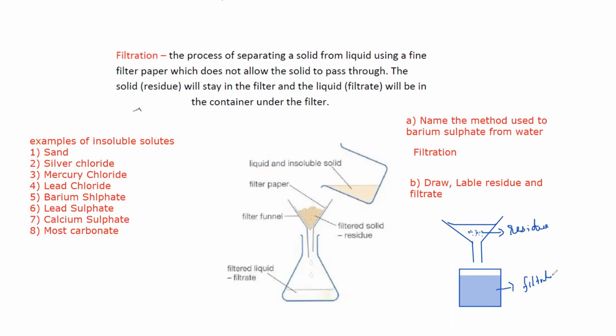filtrate. Now, which substance will be the residue here? We have barium sulfate. We want to separate barium sulfate from water. So what will be the residue, barium sulfate or water? Barium sulfate, because barium sulfate does not dissolve, it's a solid. So barium sulfate will be the residue. And what about the filtrate? Water, which passes through the filter paper and filter funnel, is the filtrate. Is the concept of filtration clear, and in what condition we can use filtration? Simply, if we want to separate the insoluble solute, we can use filtration.